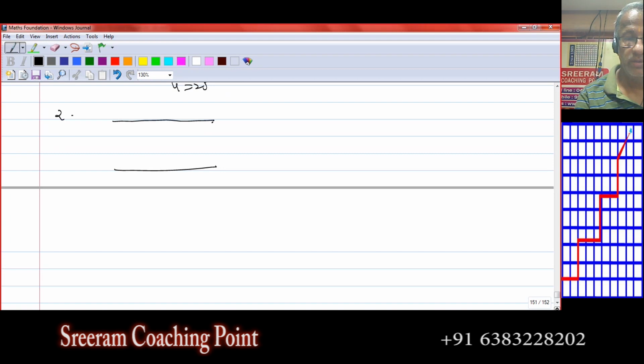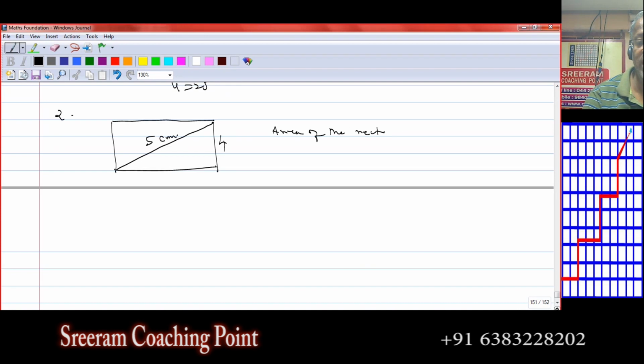This is a rectangle. The diagonal of a rectangle is 5 centimeter and one of the sides being 4 centimeter. So they are asking us to find out what is the area of the rectangle. How do we find out this area of the rectangle? Now we will take up the right angle triangle formula, Pythagoras theorem. What is that?